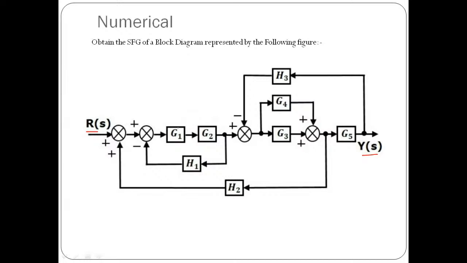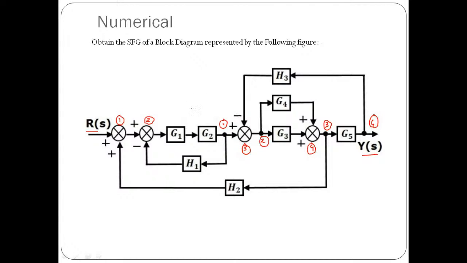So here we are having some summing points. Suppose if you count here, we are having the first summing point, then the second summing point, here it will be the third summing point, and here it will be the fourth summing point. And then we have some takeoff points. This will be the first takeoff point, this will be the second takeoff point, this will be the third takeoff point, and this will be the fourth takeoff point.